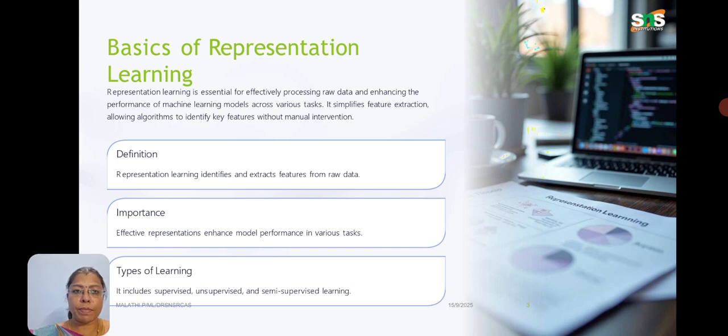The importance of using representation learning: it enhances the model performance and it is used to do various tasks. It includes supervised, unsupervised, and semi-supervised learning. Supervised, I have explained already. Supervised is a model where we insert labeled data into the model. Unsupervised is where we will not label the objects and we will not label the data while we train that model. Semi-supervised is a combination of supervised and unsupervised.